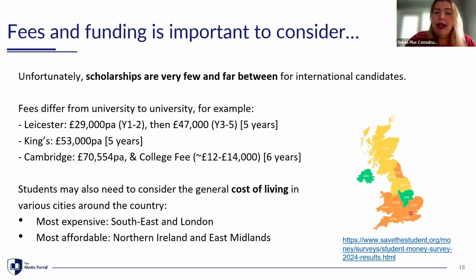Whereas King's College in London has the same rate for 5 years, being, at the time of writing, £53,000 per year, so over 5 years. But then somewhere like Cambridge has a per annum cost of just over £70,000, plus the college fee, as they have a collegiate structure. And bearing in mind, Cambridge is a 6-year programme. So what is really important, therefore, to work out here is how affordable is the journey to medicine in the UK, generally speaking, but also year by year, and how many years is your program in length.